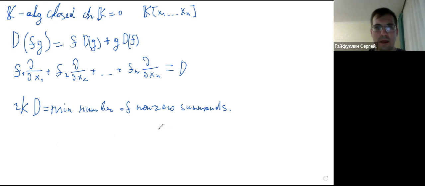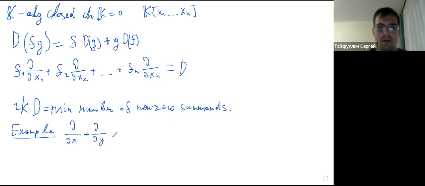Let me give an example. If I have the derivation, the sum of two partial derivations on x and on y, this is a derivation of the polynomial ring in two variables, and I can change coordinates. I can use other coordinates. K[x,y] is equal to K[u,v], where u is x plus y and v is x minus y.